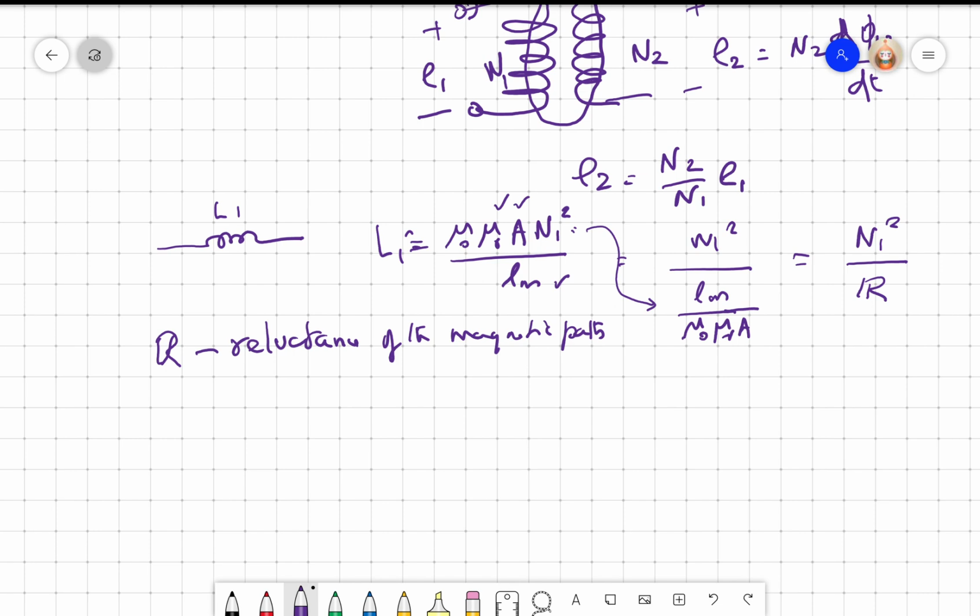Okay, so we change Lm, right? If Lm is changed, if Lm is varied, then reluctance varies. So when we change Lm, the transducer is popularly called variable reluctance inductive transducer.